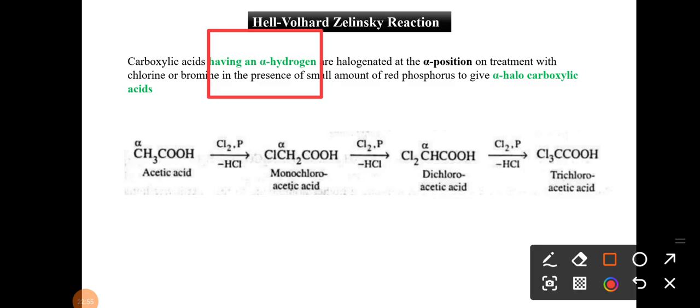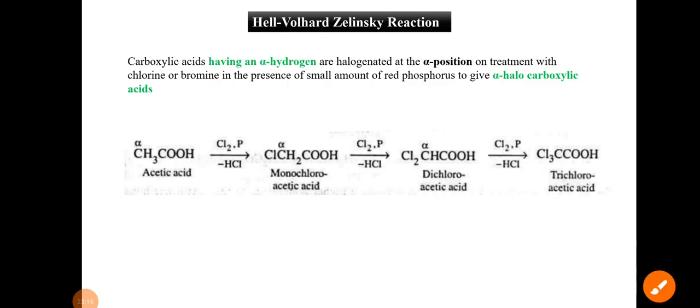So similarly you can see the example here, that is acetic acid, right? So here alpha hydrogen is present in your acetic acid, because that first one is the alpha carbon, and whatever hydrogens are attached to that alpha carbon, these are all your alpha hydrogens, right? So what is that reaction saying? The carboxylic acid having an alpha hydrogen is halogenated at the alpha position on treatment with chlorine or bromine in the presence of a small amount of red phosphorus, right?